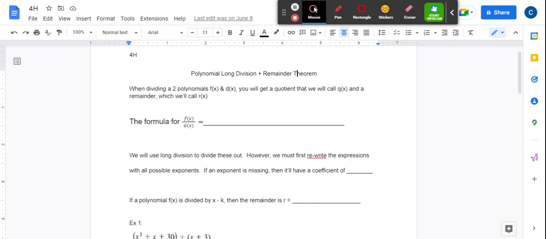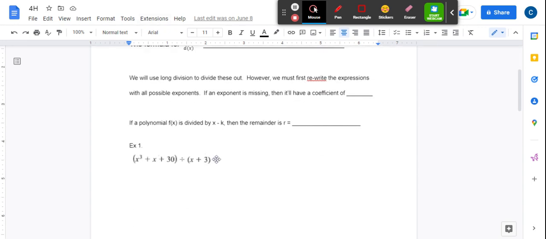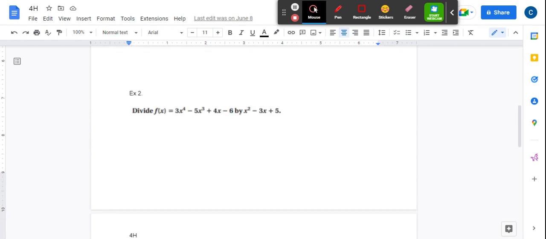All right, 4-H notes. So this is something a little bit new. It's polynomial long division, the remainder theorem with that. And so I'm going to talk about some long division. I actually want to do some of this long division stuff first and then go back to the note sheet. I think it would be a little bit simpler to do it that way. And I actually want to start on the second example here.